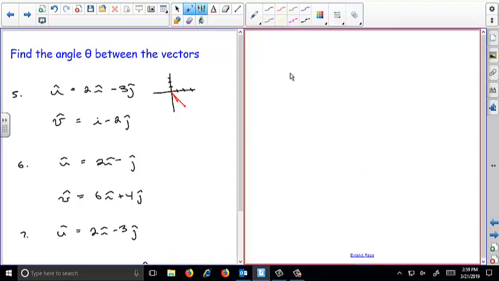Okay, next one. So we've got u, this is number 6, u dot v. So we take 2 times 6, which is 12, and negative 1 times 4, which is negative 4. So we get 8 again.